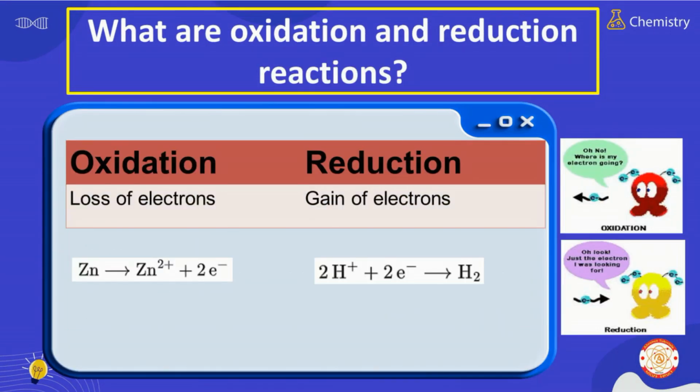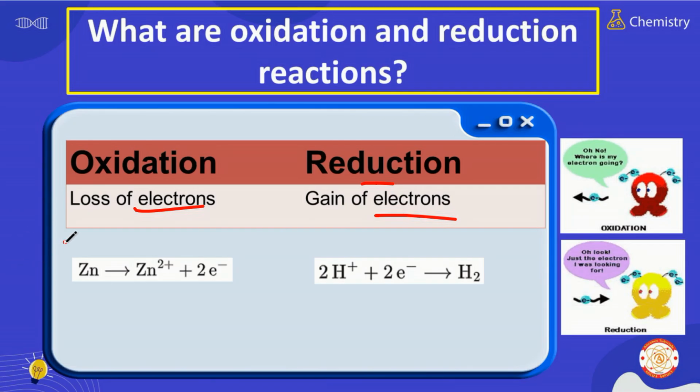So let us compare and contrast oxidation and reduction reactions. Oxidation is referred to as loss of electrons. So when electrons are lost, the reaction is said to be an oxidation reaction. Reduction, on the other hand, is the gain of electrons. So when a substance gains electrons, the half reaction is called a reduction reaction.